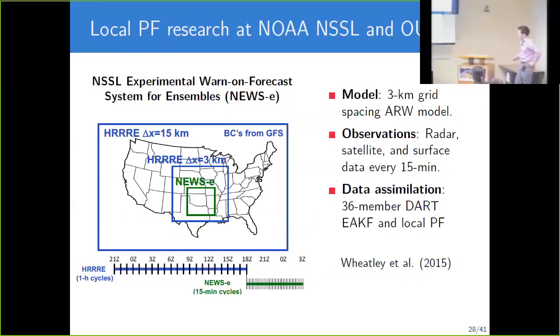And so I visited NSSL for 6 months and did some work with them on this NEWS-e setup. I do have some really good results to share with that, but I'm actually not going to talk about them today because I have more interesting results to show in the next several slides. But this is still in the works. There's one student at OU who's running many experiments with the localized particle filter using a slightly bigger ensemble. This was only using 36 member ensembles for the DART EAKF and local particle filter. But they're looking at expanding that to see what this localized particle filter can do for convective scale applications.